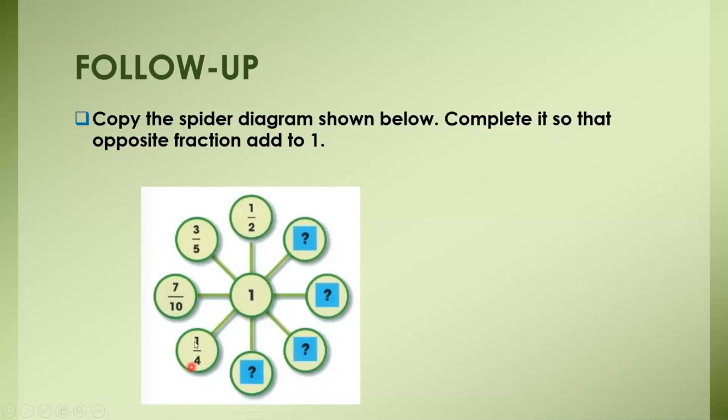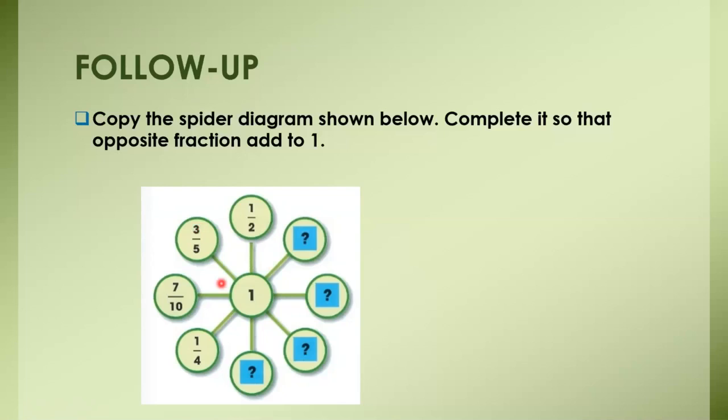So here, 1 by 4 is given. How will you find the missing part here? The denominator is 4, so you will write the denominator here as 4 also. Now out of 4, one part is used over here, so the remaining is 3. So the answer is 3 by 4.